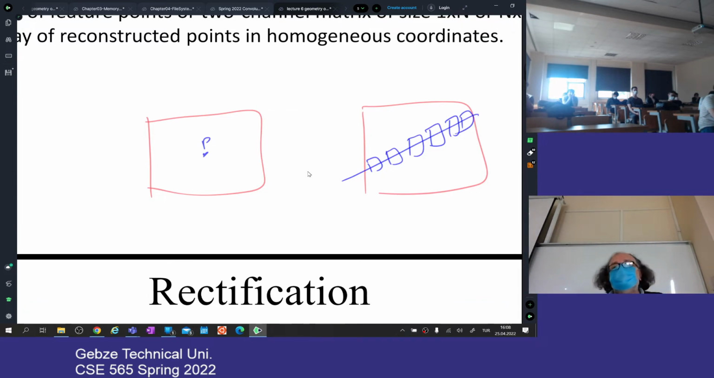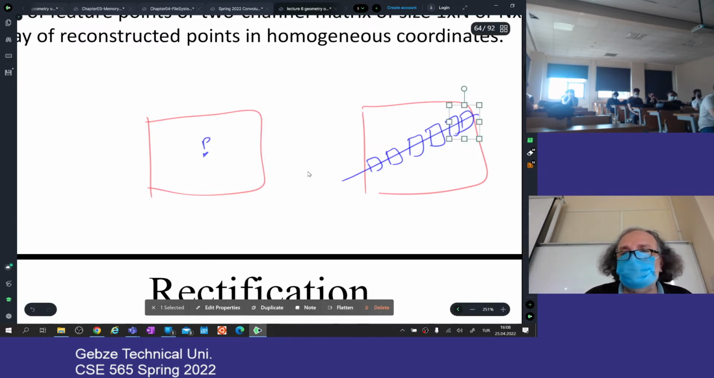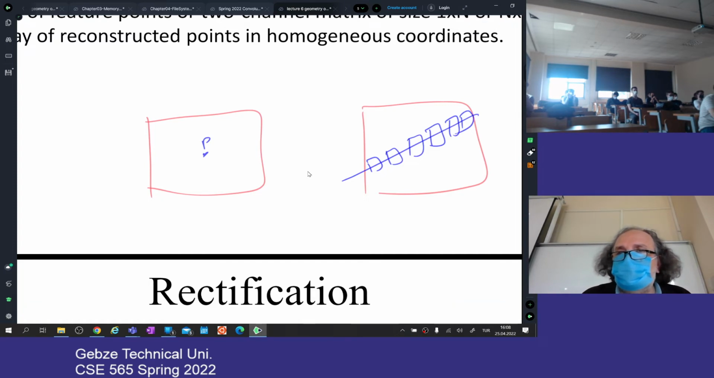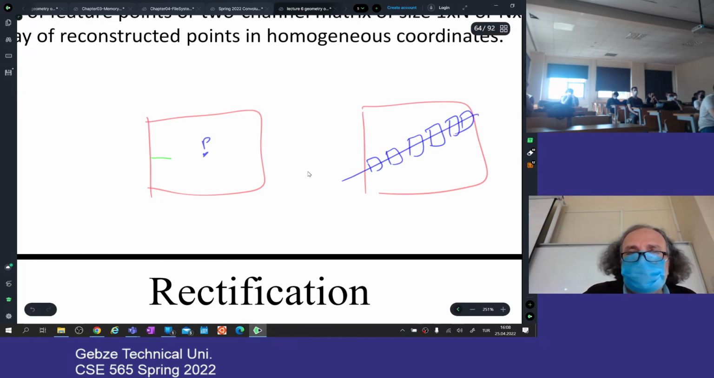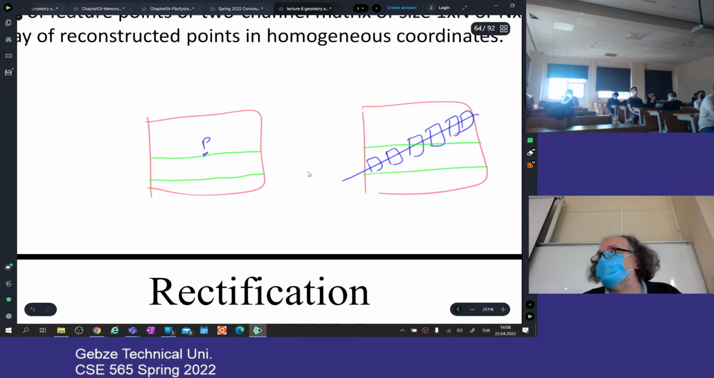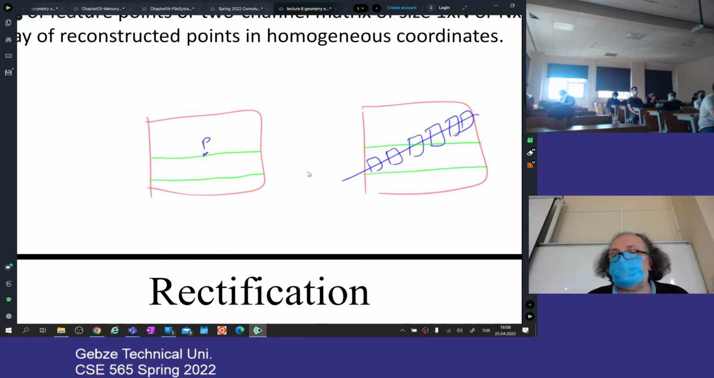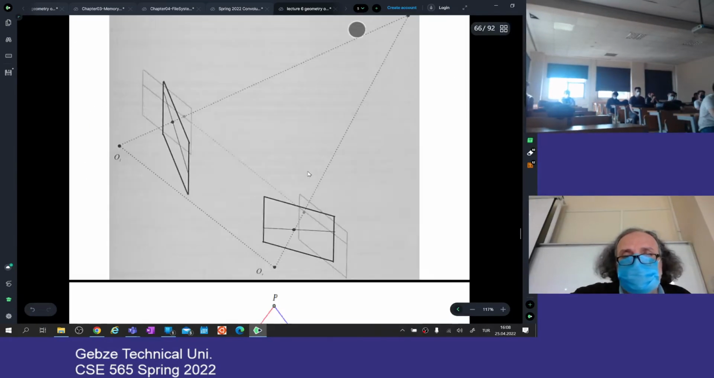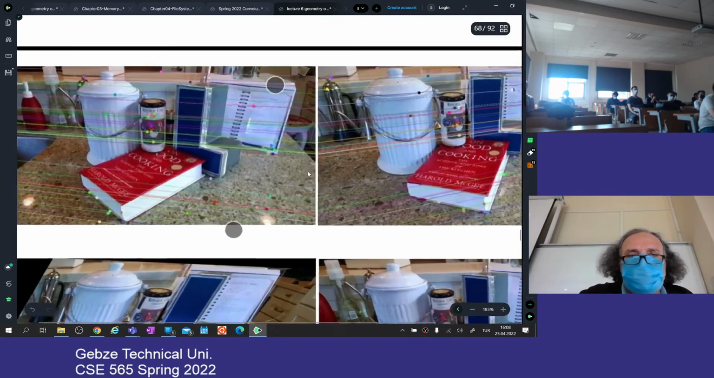But some people say, why don't we transform these images in a way that the corresponding points are always on the same line? For any point on this line, the corresponding points will be on the same line on the other image. So I don't have to calculate any epipolar lines. Okay? It is exactly the same line. This is called rectification. It's something like this. Okay?